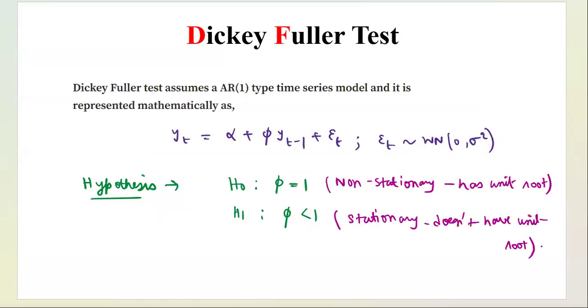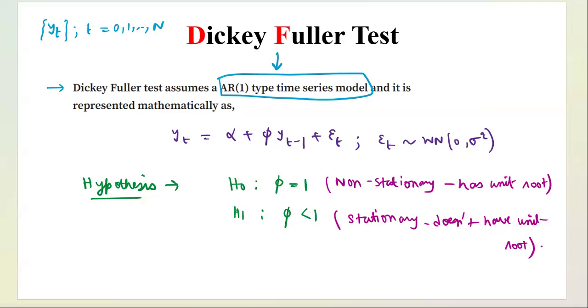So let us now dive straight into what a Dickey Fuller test is, and I'll take you through the steps of how you perform it. The Dickey Fuller test assumes an AR(1) type of time series model. This is a very crucial point: in the case of Dickey Fuller, we assume that the time series data, suppose Y_t, where t is from 0, 1, 2 up to N, is the time series data that is available to you. The Dickey Fuller test assumes that this time series data follows an AR(1) process.